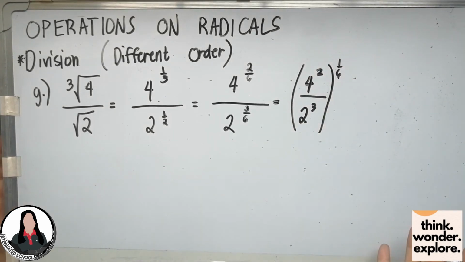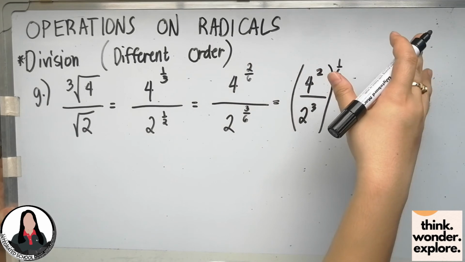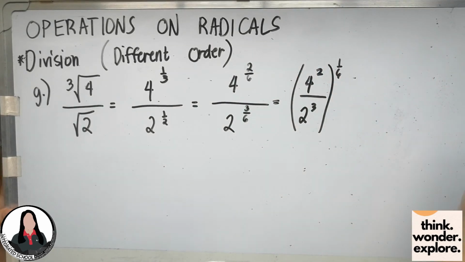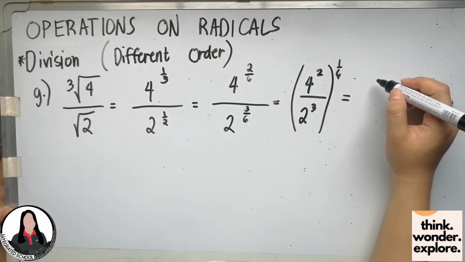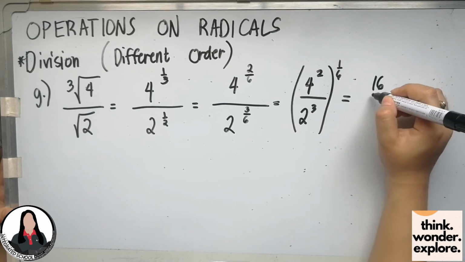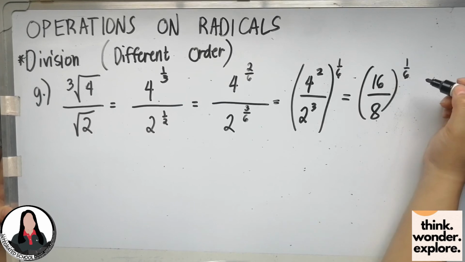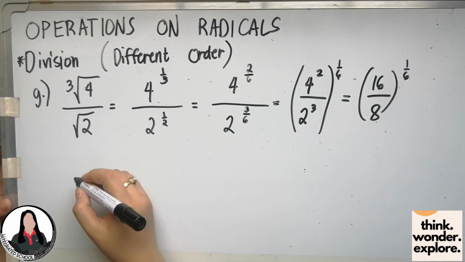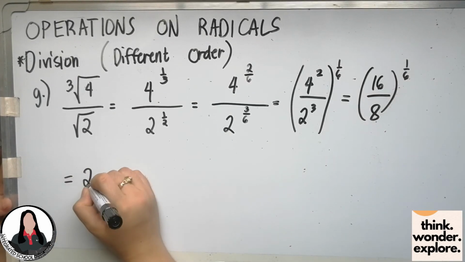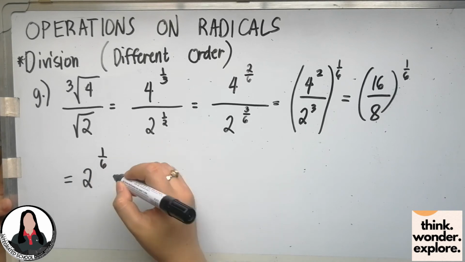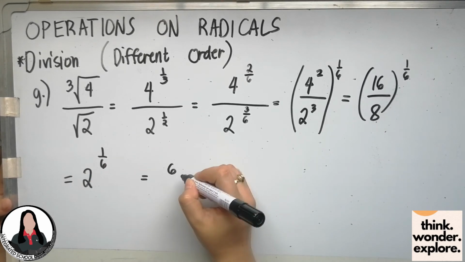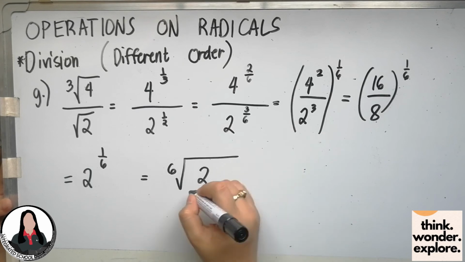So, hindi naman nagbago ang value. Nag-factor out lang tayo ng common exponent. And then, let's evaluate numerator and denominator. We have 16 over 8. And then, quantity raised to 1/6. Then, pwede nating isulat ang 16 over 8 as 2, then raised to 1/6. Simply, this is equivalent to the 6th root of 2.